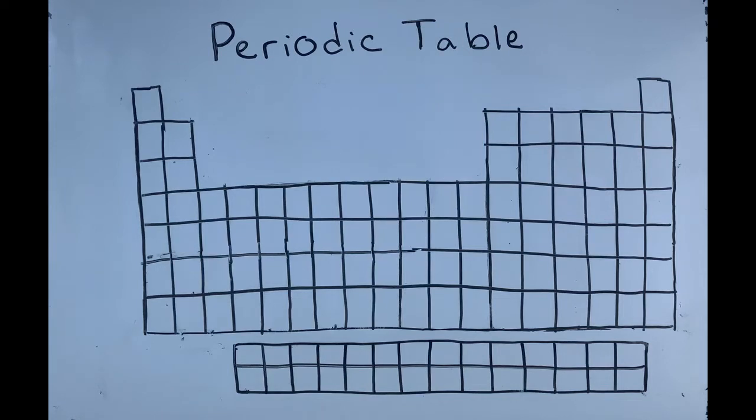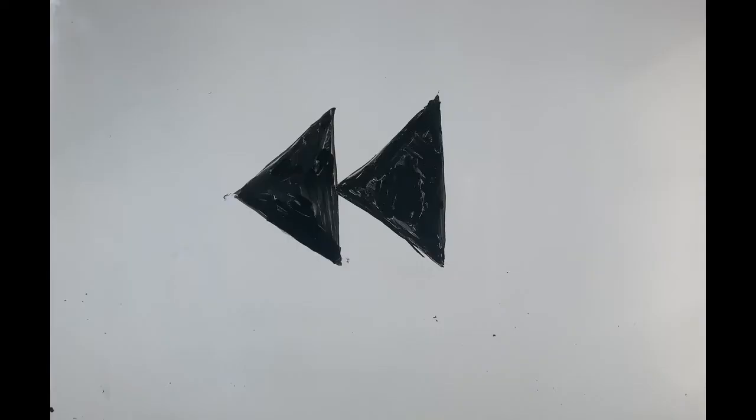Here we have an empty periodic table. This is the modern periodic table, and it's arranged in order of atomic number. If you don't know what atomic number is, I've explained it in my past videos, so you can pause this and go back to watch those if you need to.